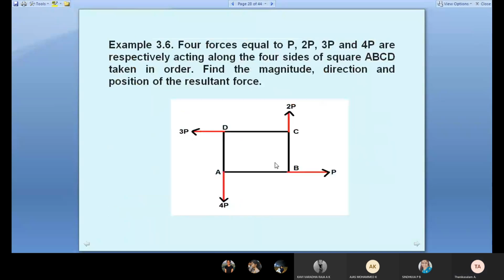Okay, next question. Kavi Raja, can you read the question? Yes, sir. Four forces equal to P, 2P, 3P and 4P are respectively acting along the four sides of the square ABCD taken in order. Find the magnitude, direction, and position of the resultant force.